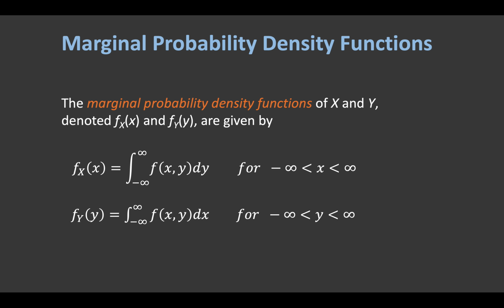Same thing for f(y). You do the integral over x from negative infinity to positive infinity, but you leave y alone. Remember what we did for the columns. We added the columns together for the discrete random variable. So here, again, it's a fancy way to do the sum, and that gives us the marginal probability density function.